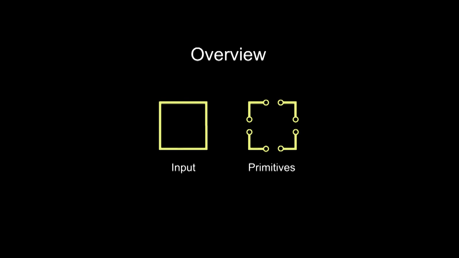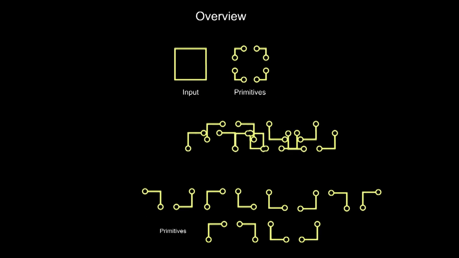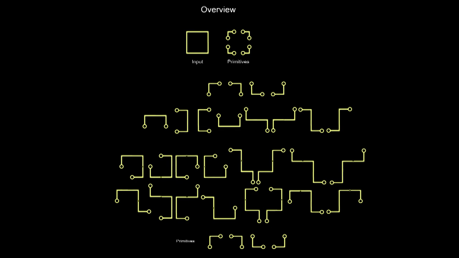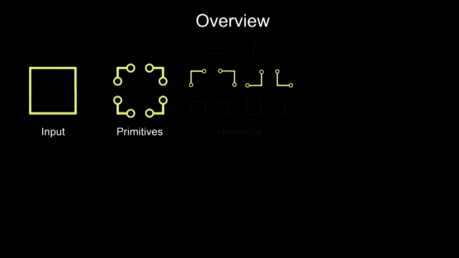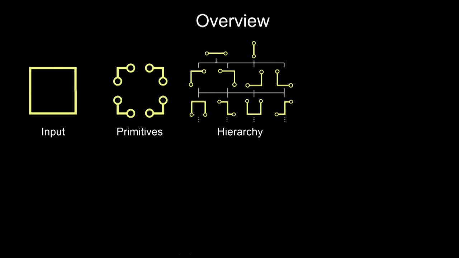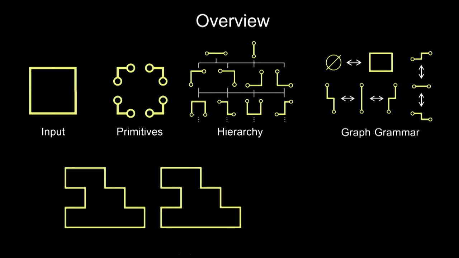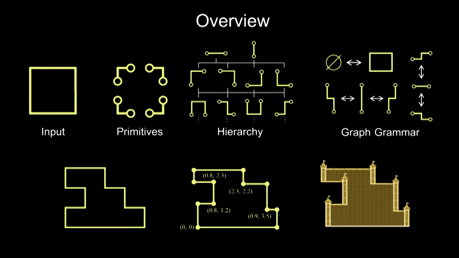Here's an overview of my method. We start with an input shape. We cut this shape into small pieces called primitives. We glue the primitives together in as many ways as possible using every possible combination. This gives us a set of possible graphs, and we organize them into a hierarchy. We use the hierarchy to create a graph grammar. Ideally, this grammar can generate every locally similar graph. At the very end, we assign positions to the vertices and add decorations if needed.